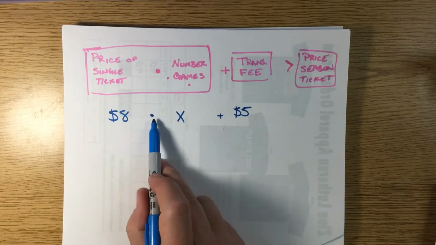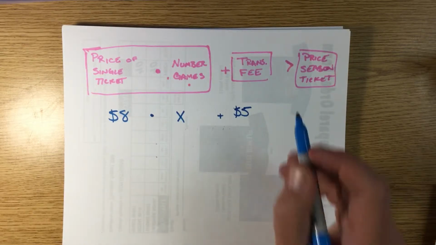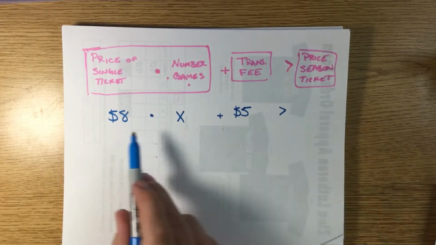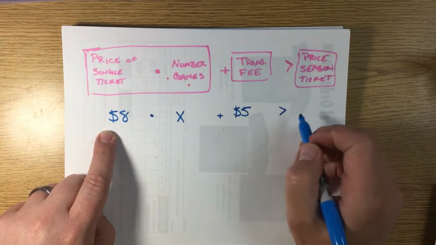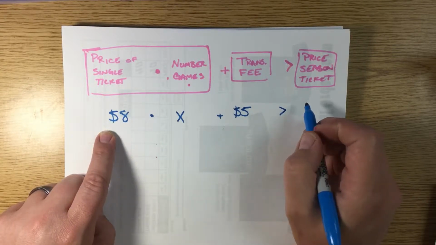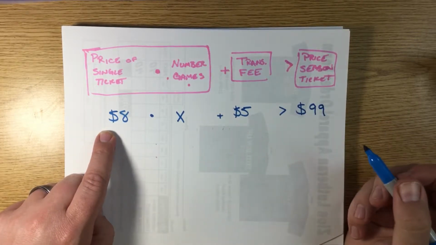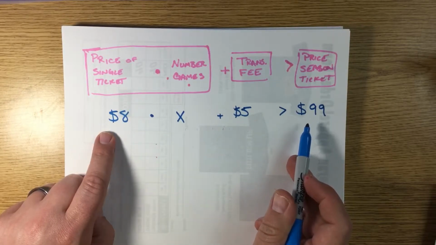Okay? Now, I've got multiplication and addition. Therefore, I don't have an opportunity to use the commutative property. So I'm not going to be able to do that to solve this. But I want to know when this is all going to be greater than the price of the season tickets. Do I know that? It does give me the price of the season tickets. I believe it was $99. So in other words, I want to know when it's going to be above $99, probably $100.